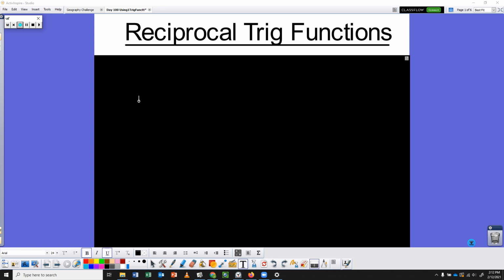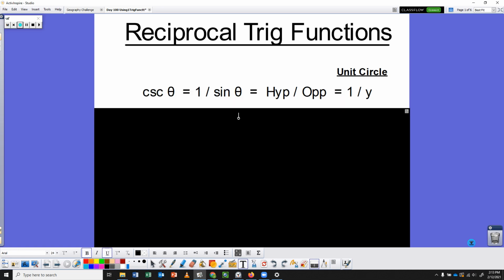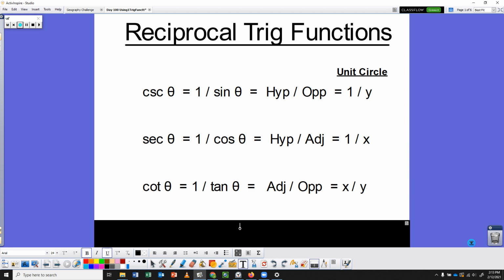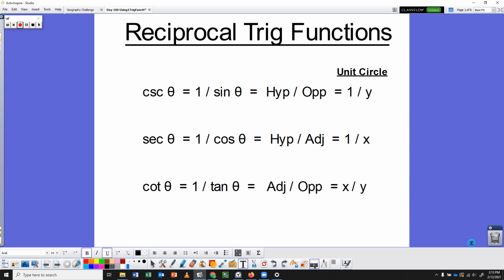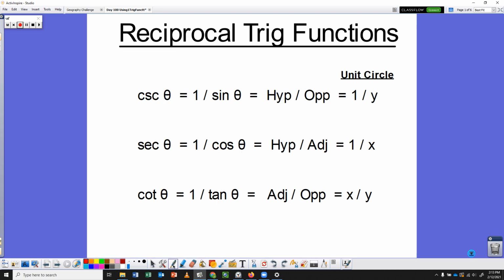So before we can do our first part of this, which is finding all the trig values from knowing the value of one trig function, we first have to talk about a whole category of trig functions that you probably have heard of, but maybe aren't 100% sure of what they are. So I'm going to teach you today about three new trig functions. These are called the reciprocal trig functions. Their names are cosecant, secant, and cotangent.